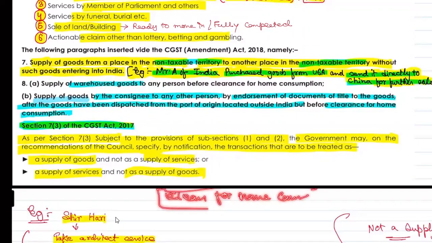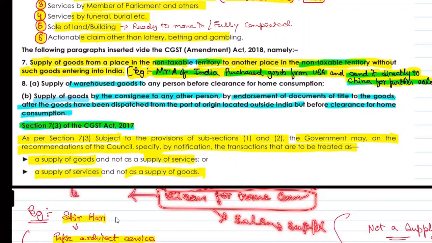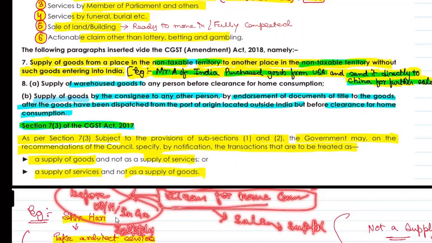Once they are cleared for home consumption, then after that, if you sell it, that will be a supply. But if you have sold it before, maybe warehouse goods, maybe in-transit goods, both will never ever be a supply. No GST. But after clearance for home consumption, if you sell it, that will be a supply. GST will be levied.